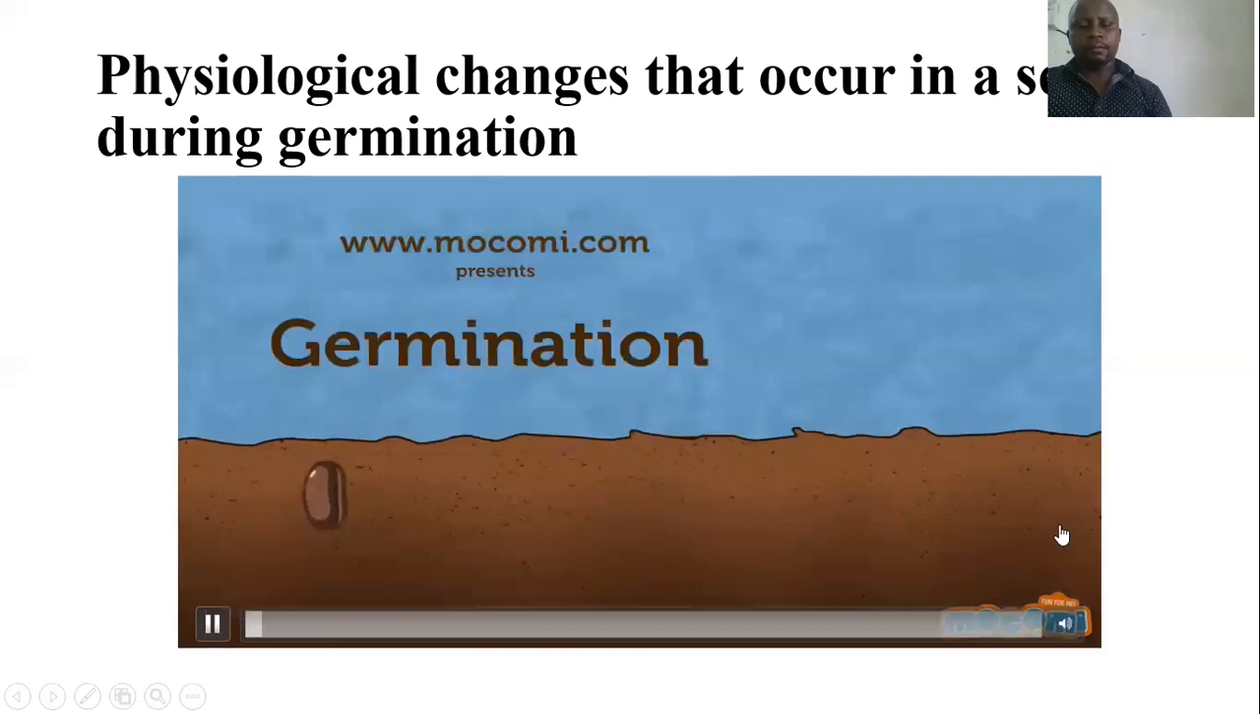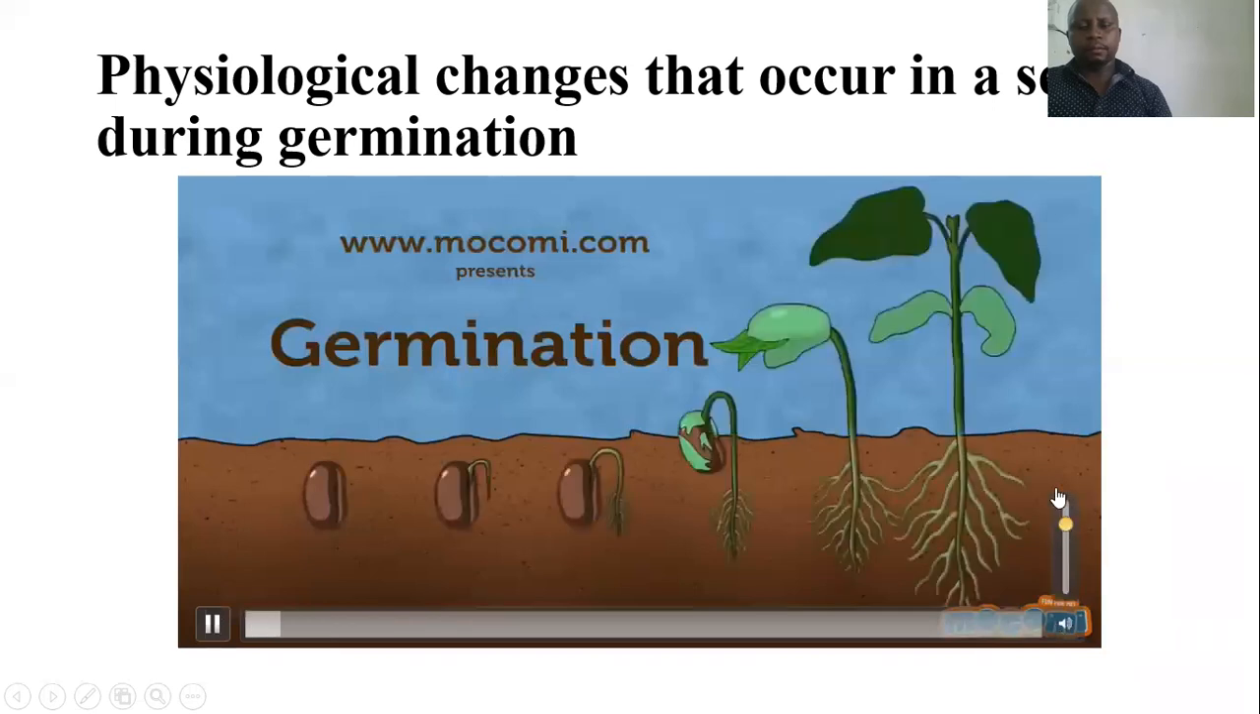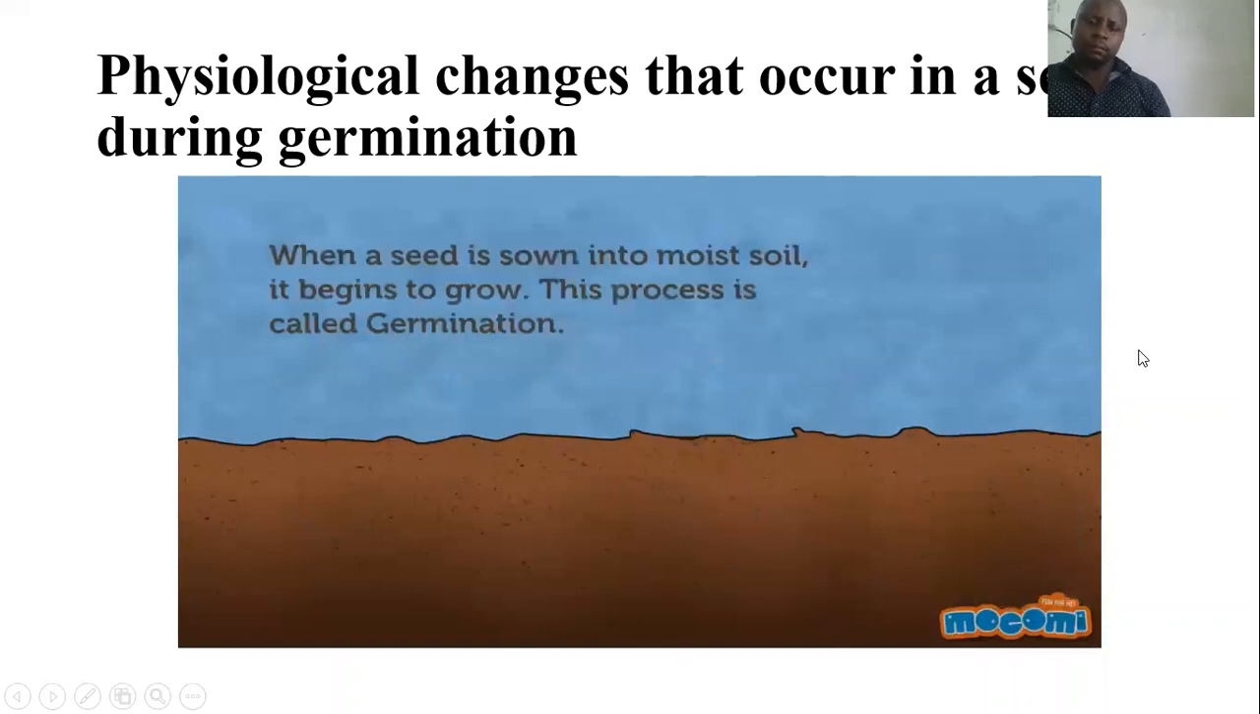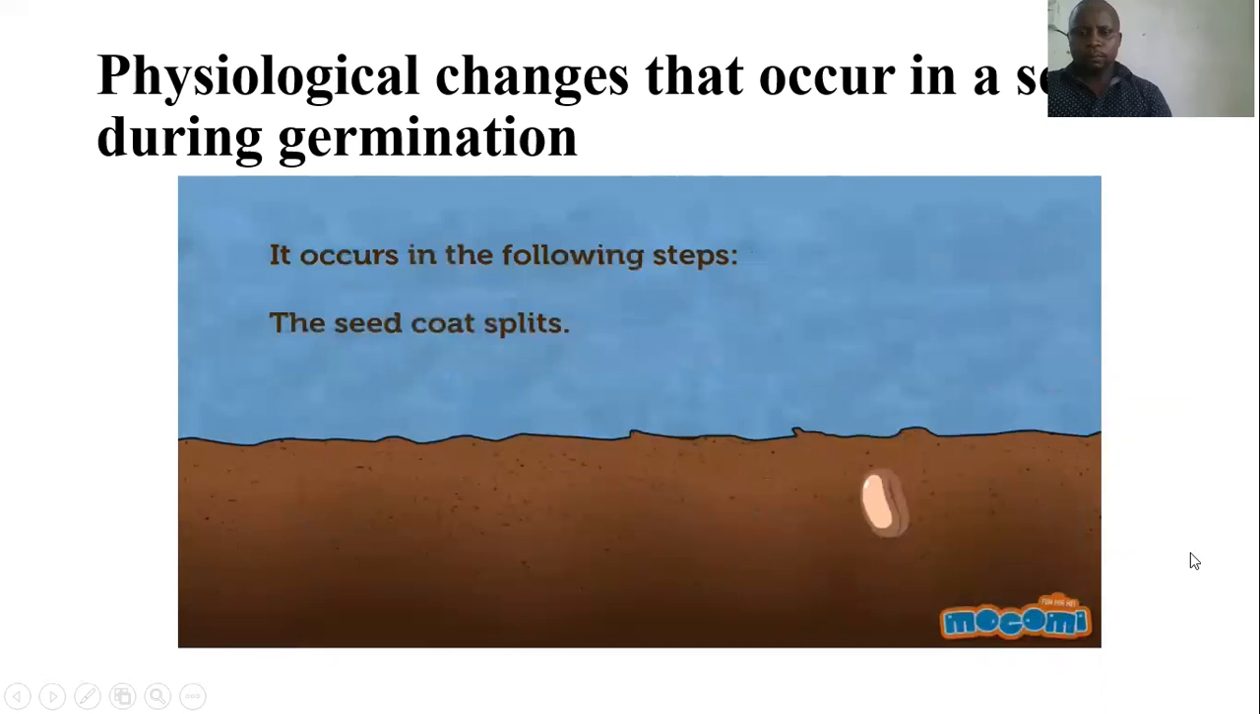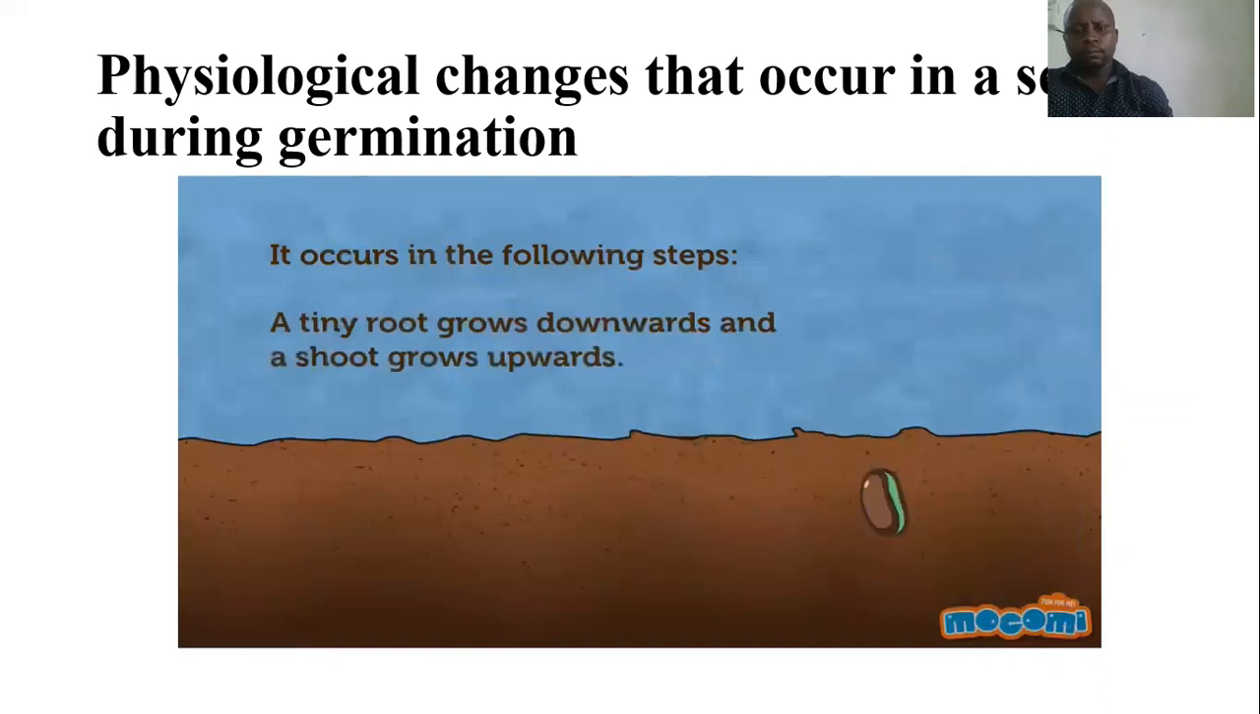What is germination? When a seed is sown into moist soil, it begins to grow. This process is called germination. It occurs in the following steps. The seed coat splits. A tiny root grows downward and a shoot grows upward.